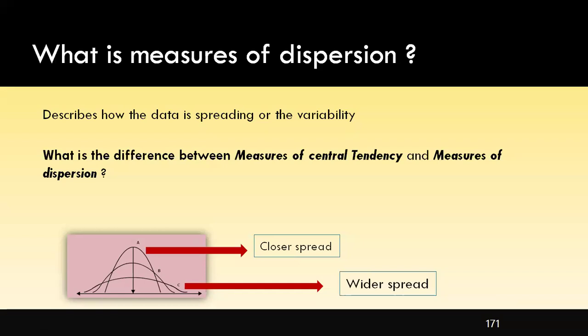But why should I learn about measures of dispersion? That's a good question. Look at this picture here. When you plot data set A, you get something like this. This is called a normal curve or bell curve. Another data set, you plot the data in a histogram, you get something like this. So you have three data sets, A, B, C, plotted in histograms.